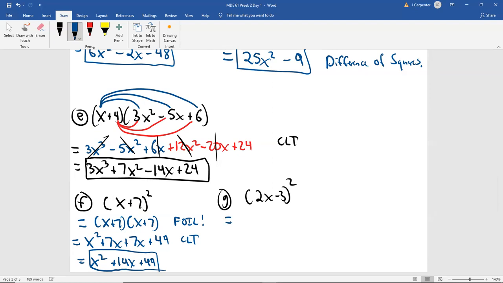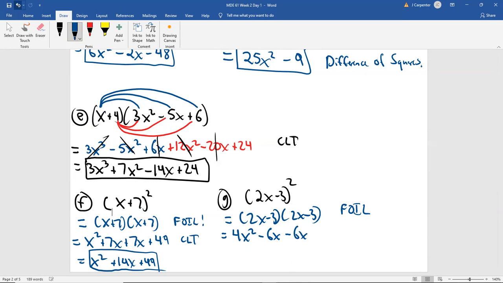Equals 2x minus 3 times 2x minus 3. And we FOIL. 2x times 2x would give us our 4x squared. 2x times negative 3 would be a negative 6x. That's the outer. That was this one and this one. But it's a coincidence that the inner, this minus 3 and this positive 2x, are going to be identical in product. So another minus 6x.